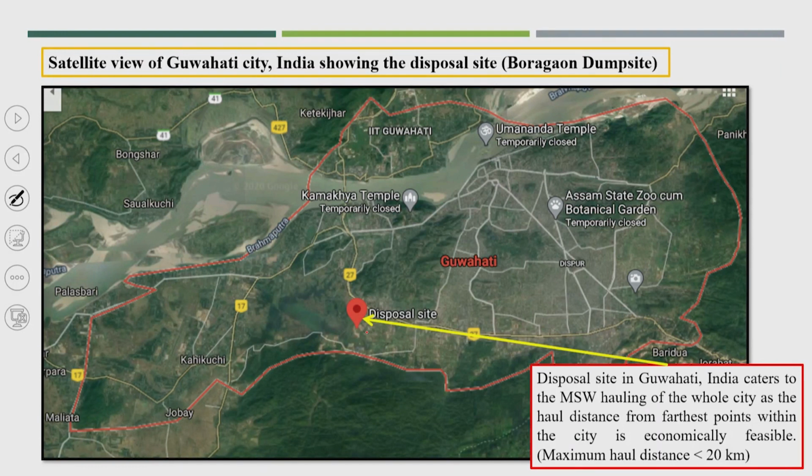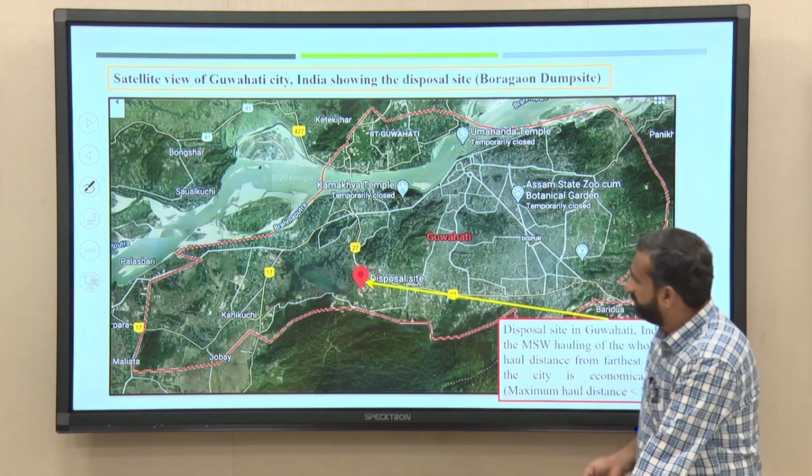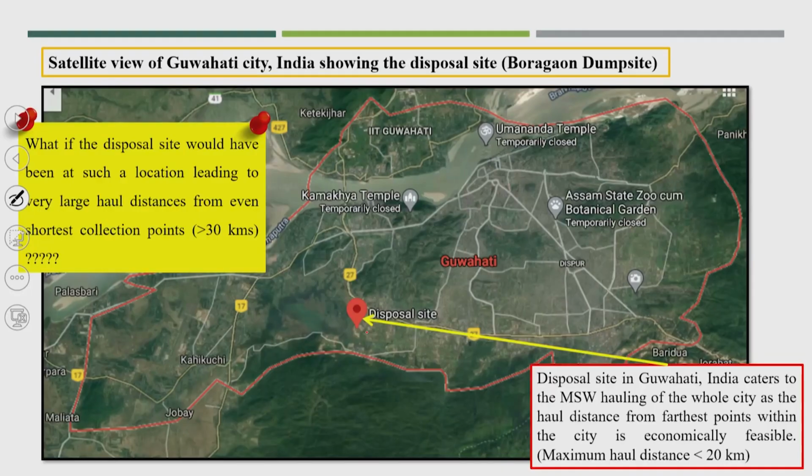But now the problem is that this location is very close to one of the lakes, a very well known lake. So, the city corporation is looking for a different landfill site. Okay. But now suppose the disposal site were located in such a location where the shortest collection point could be more than 20 kilometer.